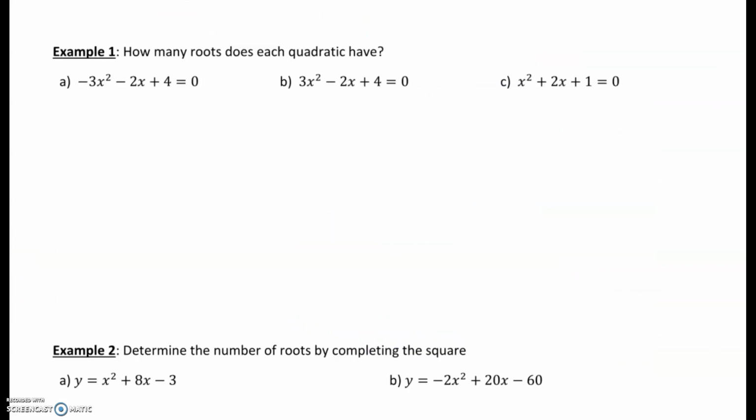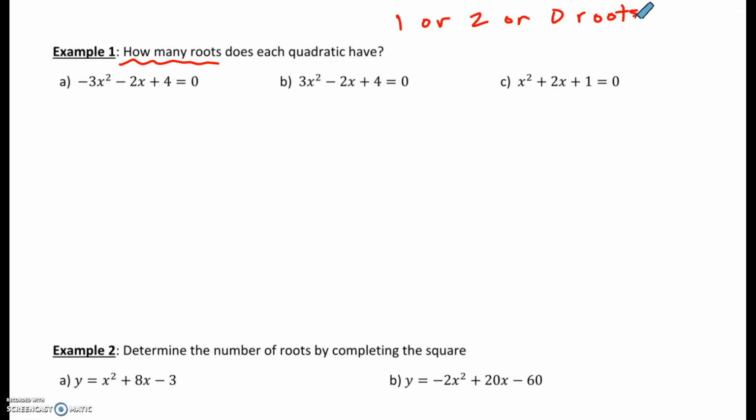And it says, how many roots does each quadratic have? Notice it's not asking me to solve, it's just asking me how many. So the answer is going to be either 1 or 2 or 0 roots. Those are our options based on what we just went through. And so to do that, we're going to use the discriminant.